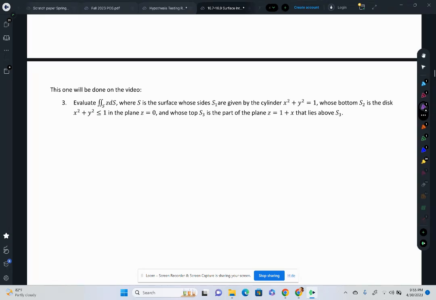Okay, let's see. So our function is just z. So we're just integrating f of x, y, z equals z. But our surface is not so nice. Our surface has a whole bunch of sides. It has 3 sides. The first one is going to be the cylinder x squared plus y squared is 1. So I'm going to start drawing this.